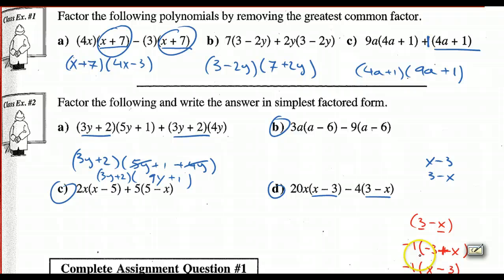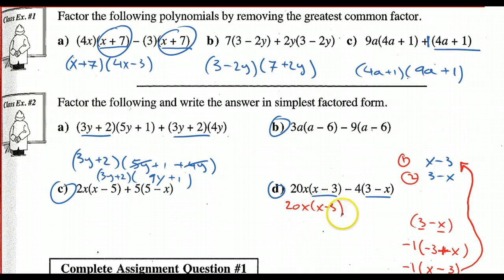By taking out the negative 1, I've made these two terms the same. There was the first one, there's the second one. So let's go ahead and do that right now. So 20x minus 3, and that's a negative 4. So I'm going to take out a negative 1. When I take out a negative 1, that's going to be a negative 1 here, and that's going to turn into x minus 3.